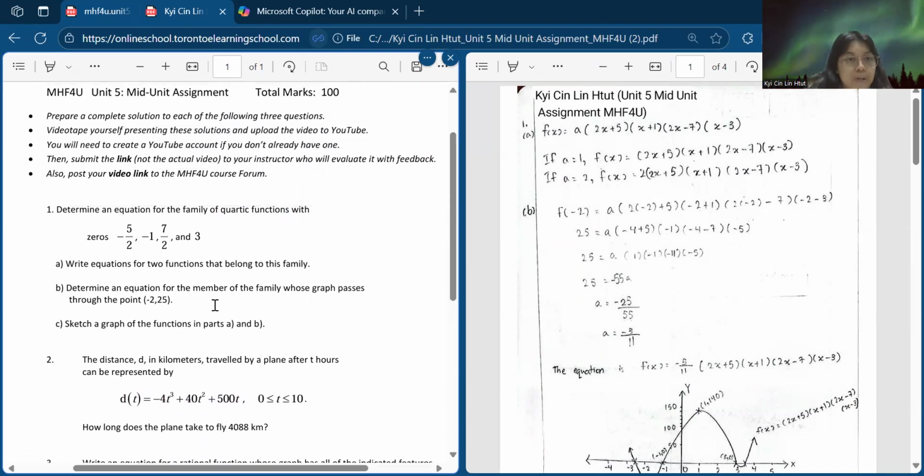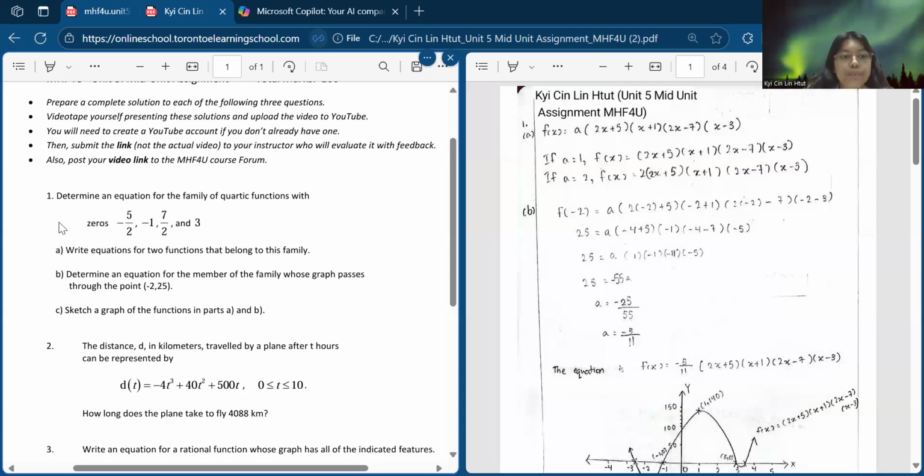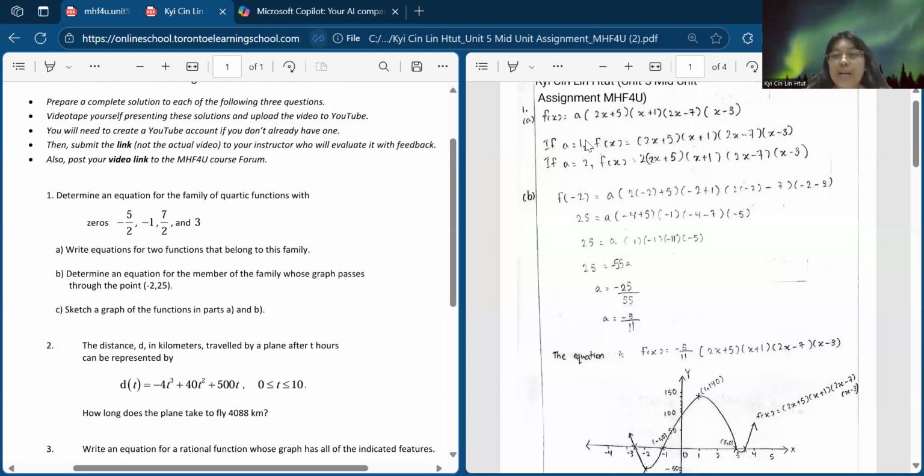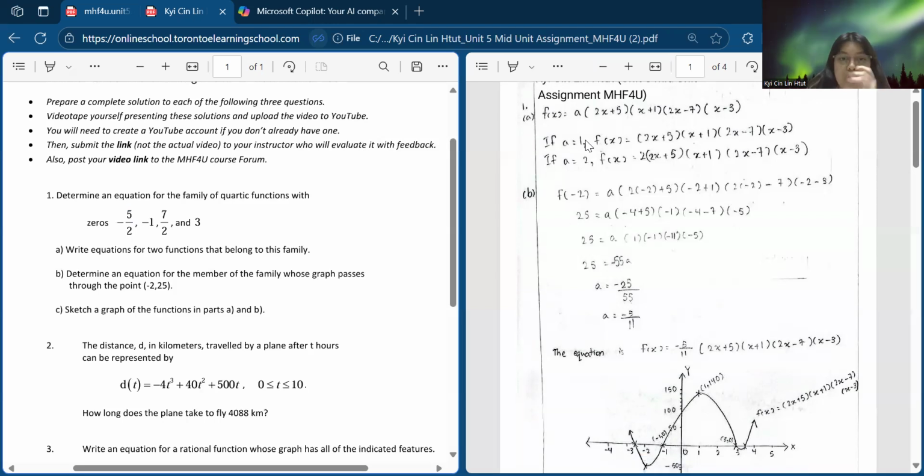So in the first question, I was given four zeros: -5/2, -1, 7/2, and 3. For a quartic function with these zeros, I changed them into integers and wrote them as a(2x + 5)(x + 1)(2x - 7)(x - 3). Here, a serves as the constant, which other people also use as k, but I chose a here.